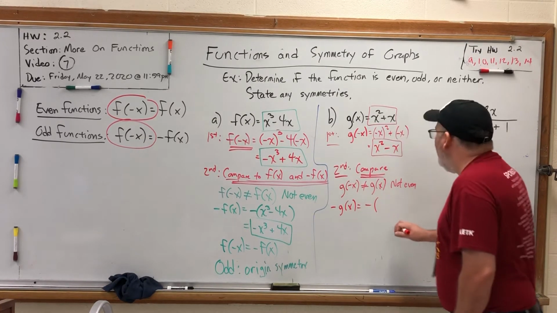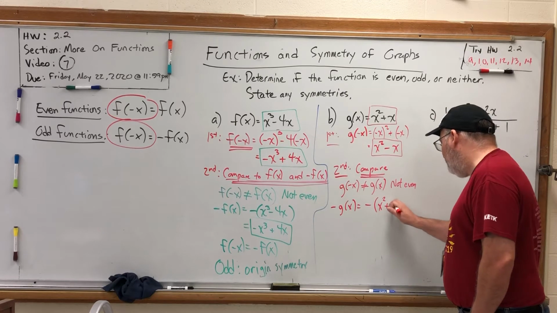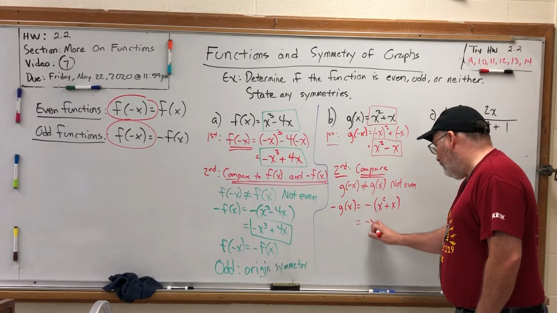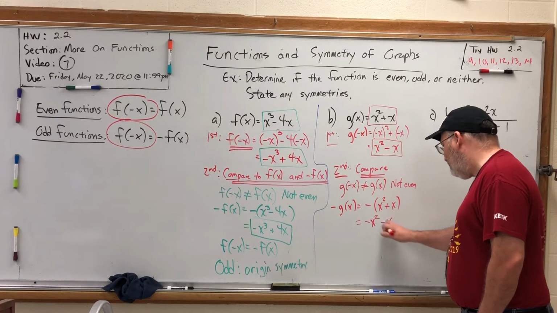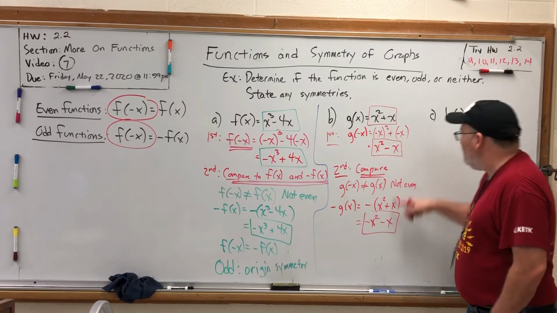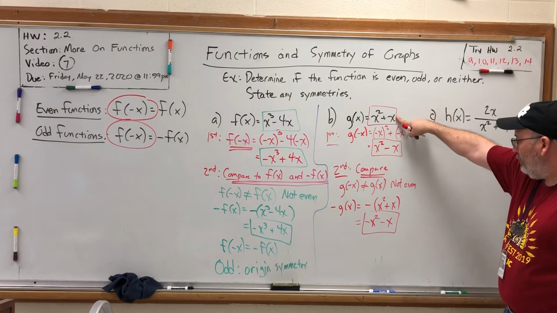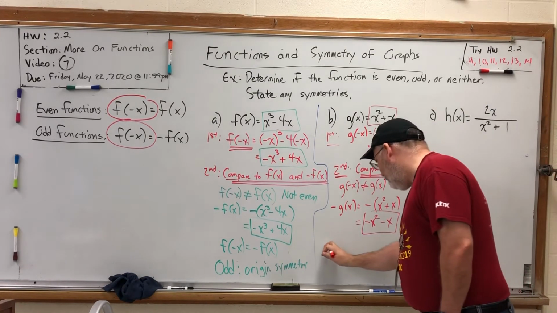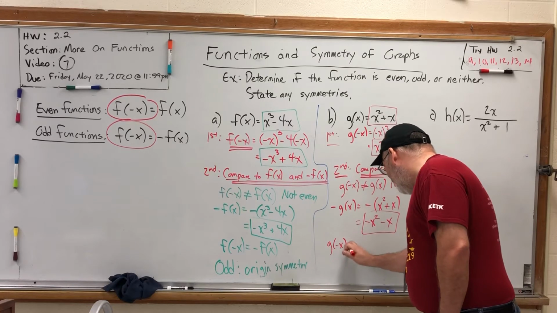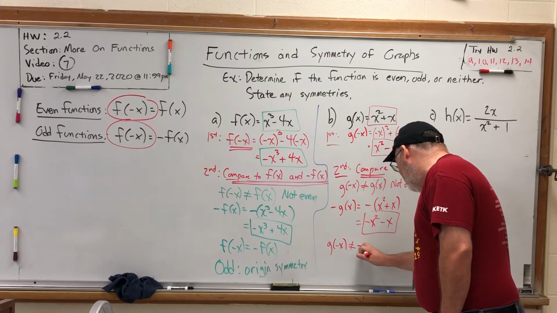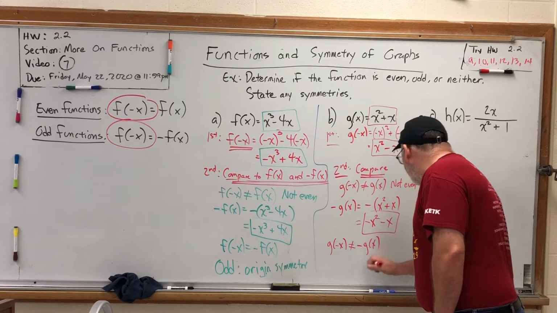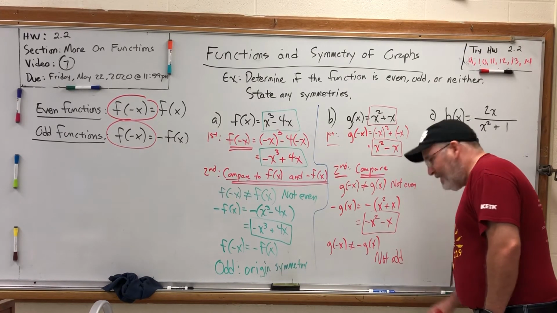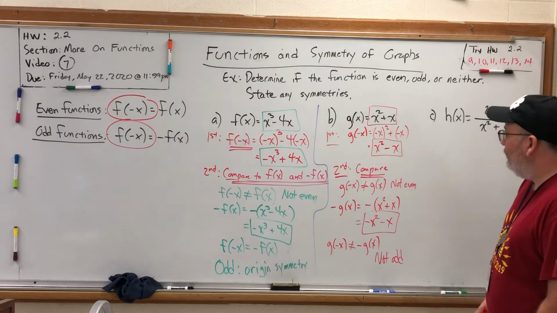So we have to take the opposite of x squared plus x. And just like before, that negative gets distributed. So the x squared becomes negative, and so does the x. Does this match the original? Not by a long shot. It's completely off. So putting in a negative does not equal the opposite of putting in a positive. So this is not odd. So if it's not odd and it's not even, then it's neither.